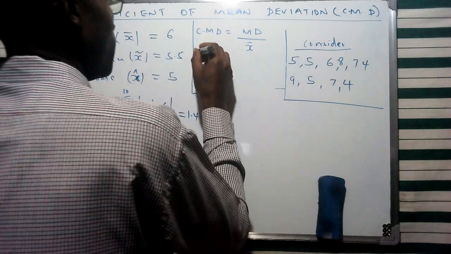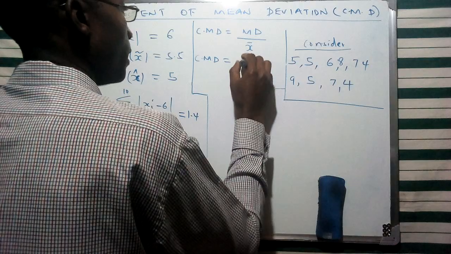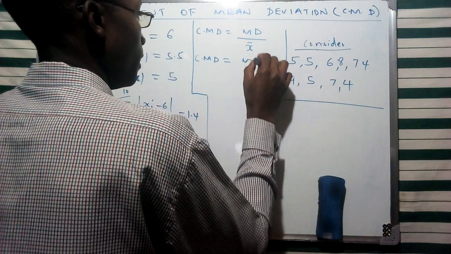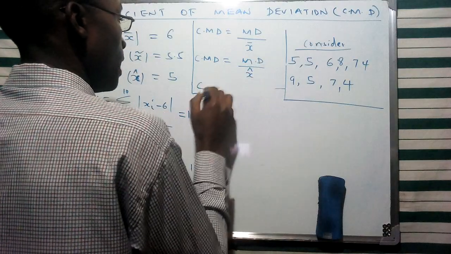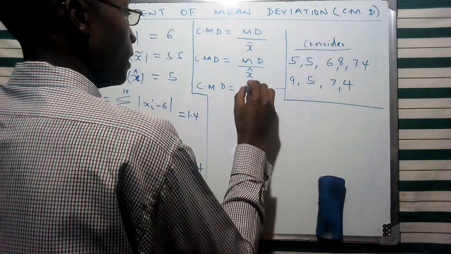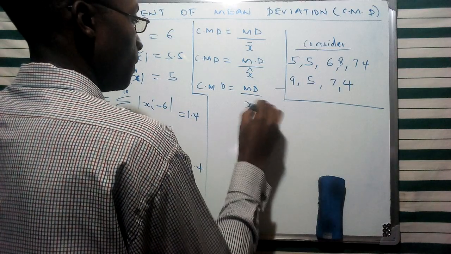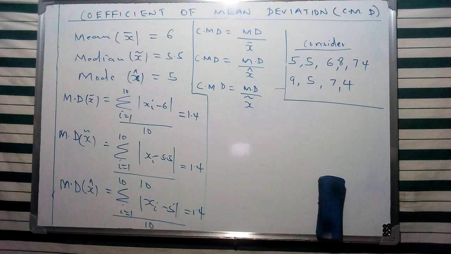And then we're going to find the coefficient of the mean deviation about the mode, given as the mean deviation divided by the mode. And lastly, we can find the coefficient of the mean deviation about the median, given as the mean deviation divided by the median. So that's going to give us an evaluation of various coefficients of mean deviation. And of course, we can do that using our various examples.